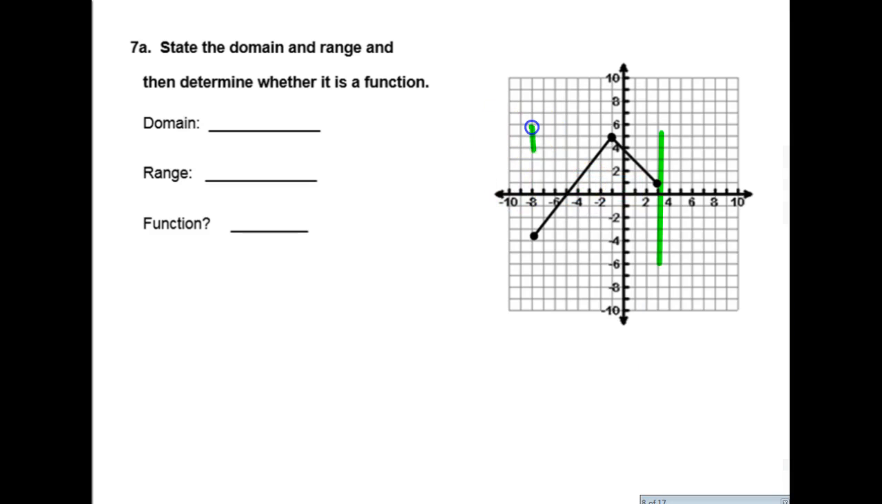All right, there we go. Okay, so domain reads from left to right, so start to finish, and our domain starts at -8 and ends at 3. Now because it ends at an ordered pair, at a point, you need to make sure that you're using brackets on those intervals to indicate that the endpoints are also ordered pairs and included.